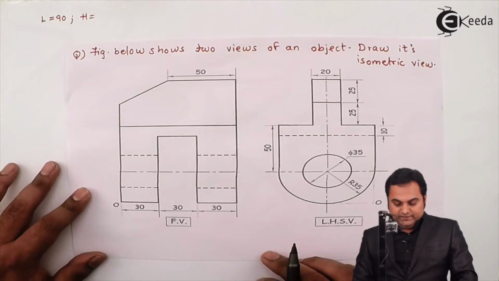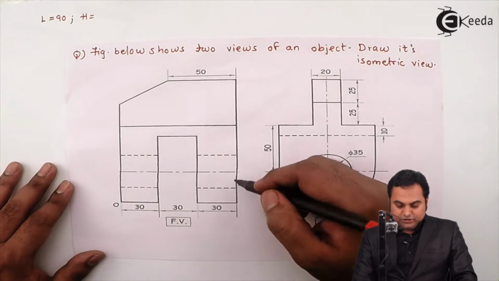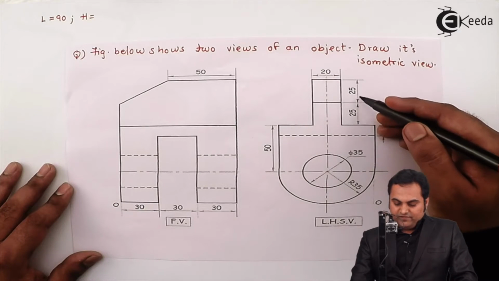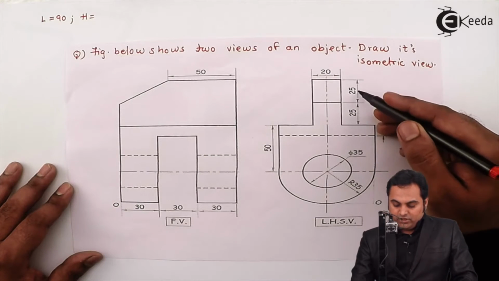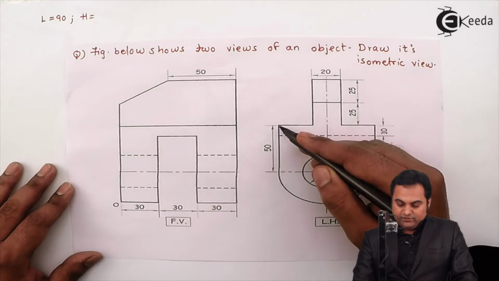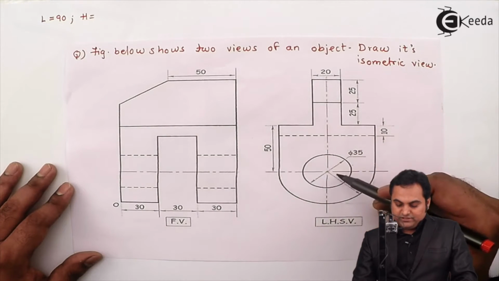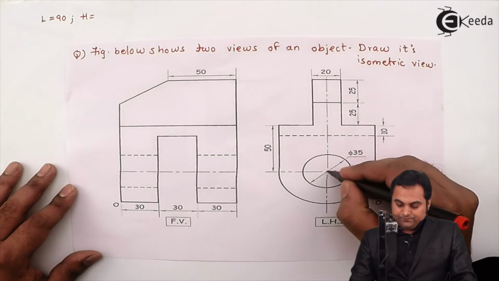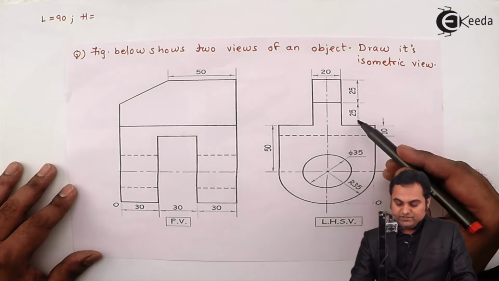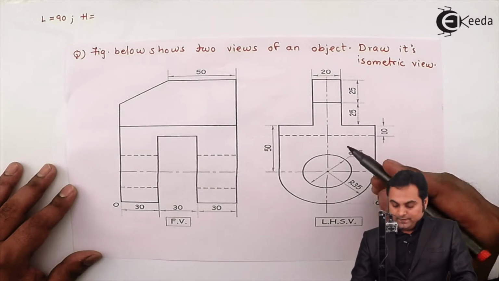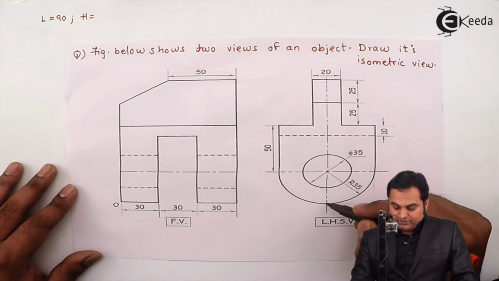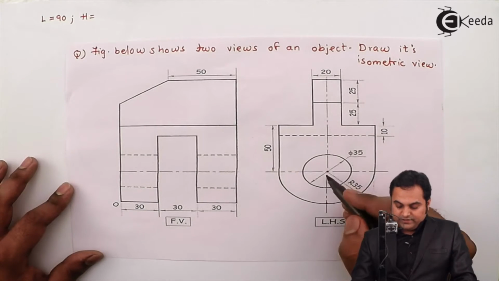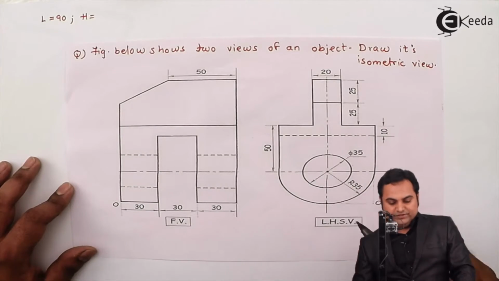Then for the total height, see, height is not given in the front view. For that I can see the side view. Here it is 25 mm from top, then again 25, which is 50, and then from here it is 50 up to the center. So from this top to the center the distance is 50 plus 50, that is 100 mm. Next, from this center to the radius of the semicircle it is 35 mm. So the total height is 100 plus 35, that is 135 mm.